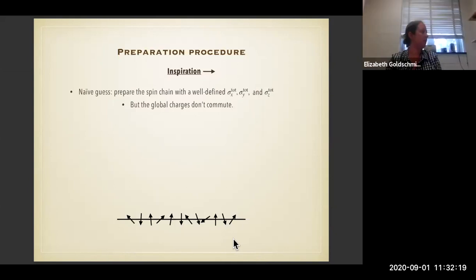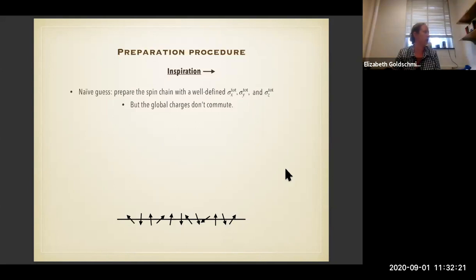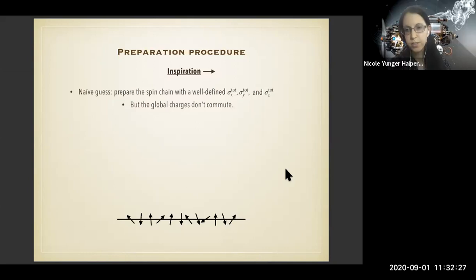Thanks. And there's a follow-up also. If the charges do not commute with each other, how can you assume that they all commute with the Hamiltonian? We can construct such operators. And in particular, for example, we constructed a Hamiltonian that did that.